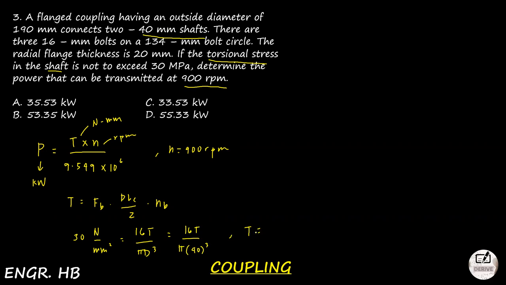Kasi yung torque na to ay same dito. Kung ano yung torque ng shaft mo, yun din yung torque ng flange mo. So that was 30 times pi times 40 cubed divided by 16. So that was 376,991.12 Newton mm. So pwede natin siya ipasok sa power.